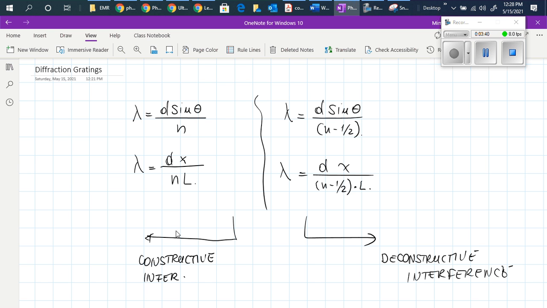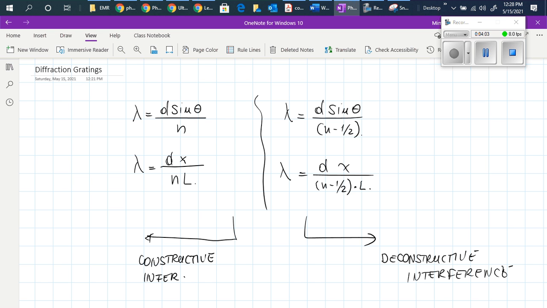In those formulas, d is the distance between the two slits, x is the distance from the central fringe to the fringe that we are looking at, and L is the distance from the slit to the screen, and everything has to be in meters.